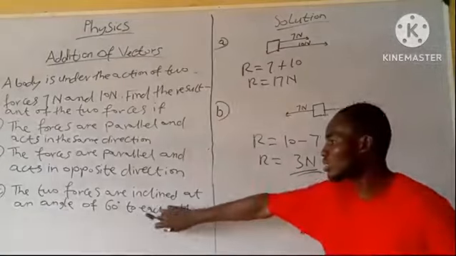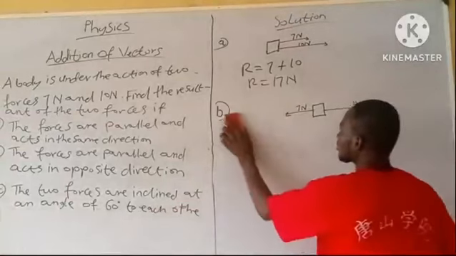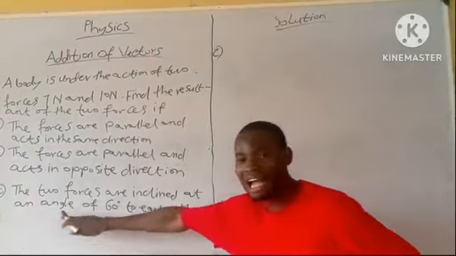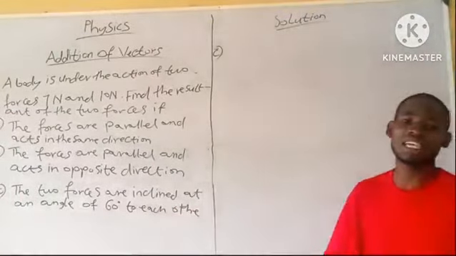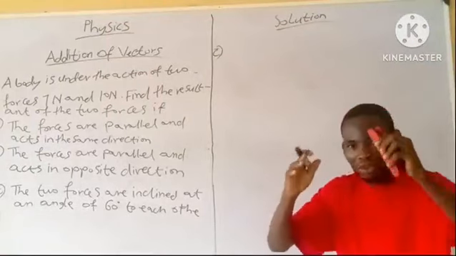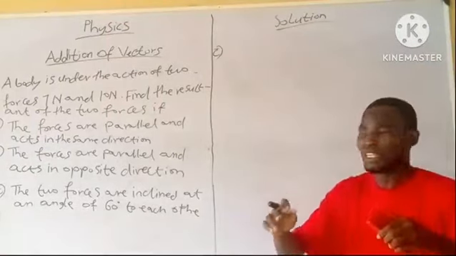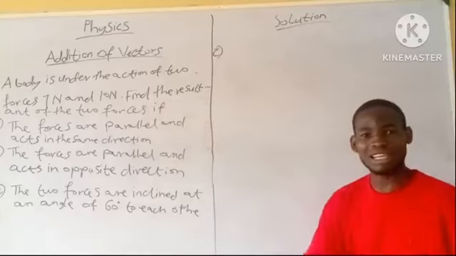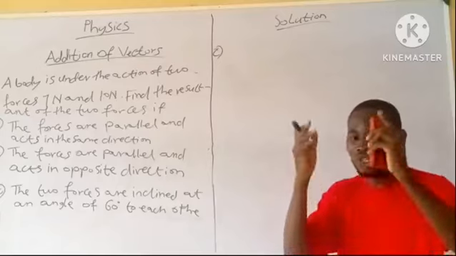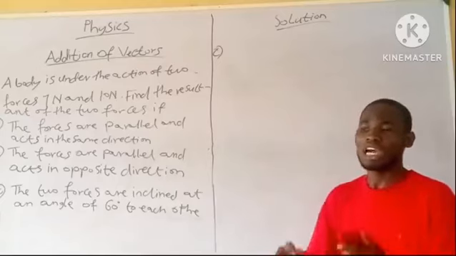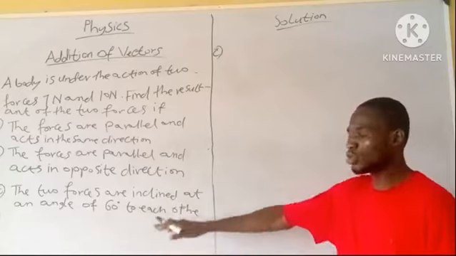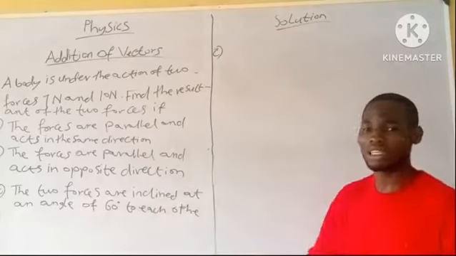Then let's solve this C. They say if the forces are inclined at an angle of 60. I told us last time that if vectors are inclined at an angle, you use the vectorial method to solve them. The previous ones we solved, they are not inclined, so you use normal simple arithmetic. But this one, they are inclined, so you need to use the vector method. And vector methods are the parallelogram method and the triangle method. I'm going to use the parallelogram method to show you how to get that.